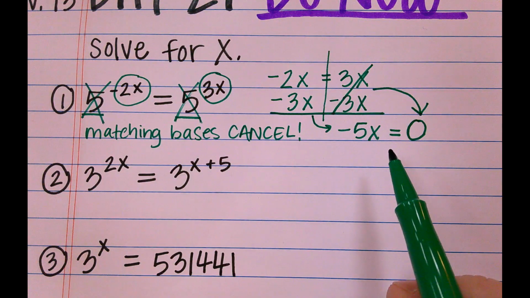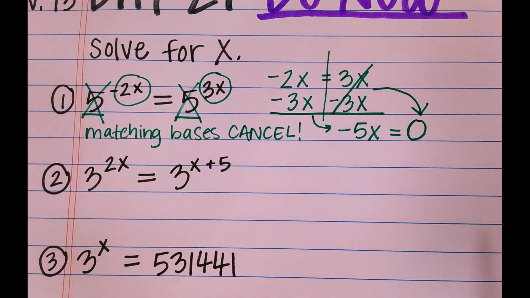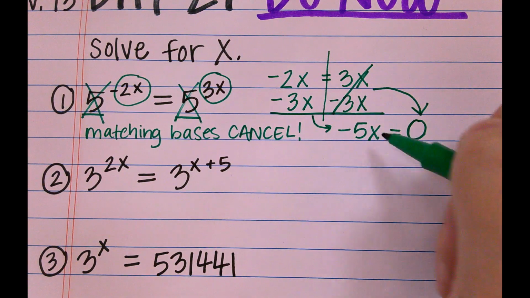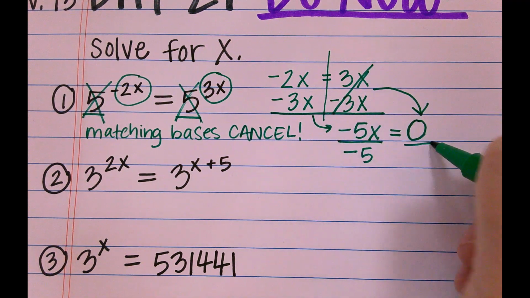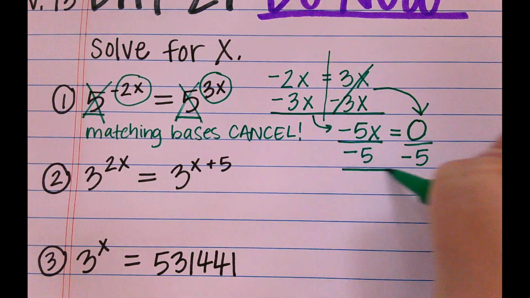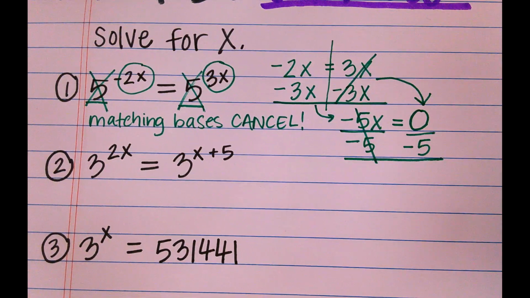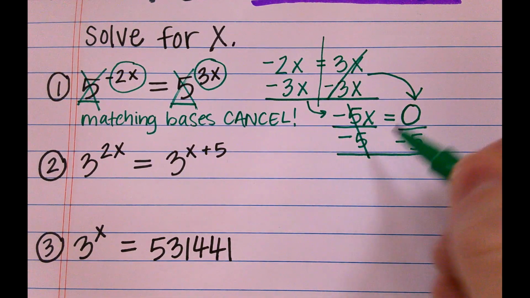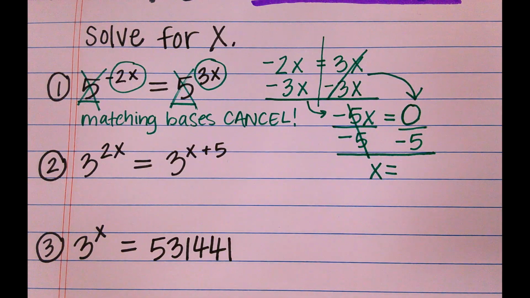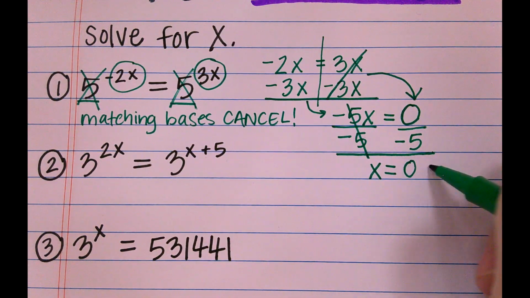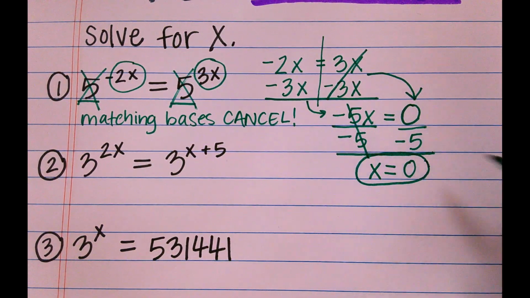I'm still trying to solve for x, though. Did you divide both sides by negative 5? Yes. Now we can divide by negative 5 on both sides. And those 5's cancel. We'll be left with x equals 0. 0 is scary, but it exists.